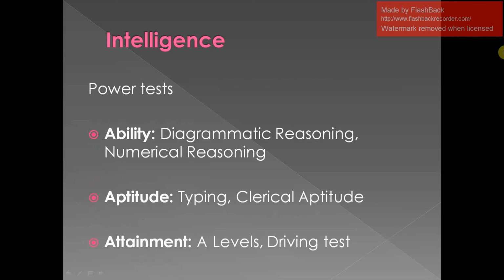If we look at power tests closely, ability is what a person can do now. So for example, diagrammatic reasoning, numerical reasoning. Aptitude is what a person has the ability to do in the future, such as typing, clerical aptitude. Attainment is like A levels and driving tests, and it's about a specific educational achievement or accomplishment.